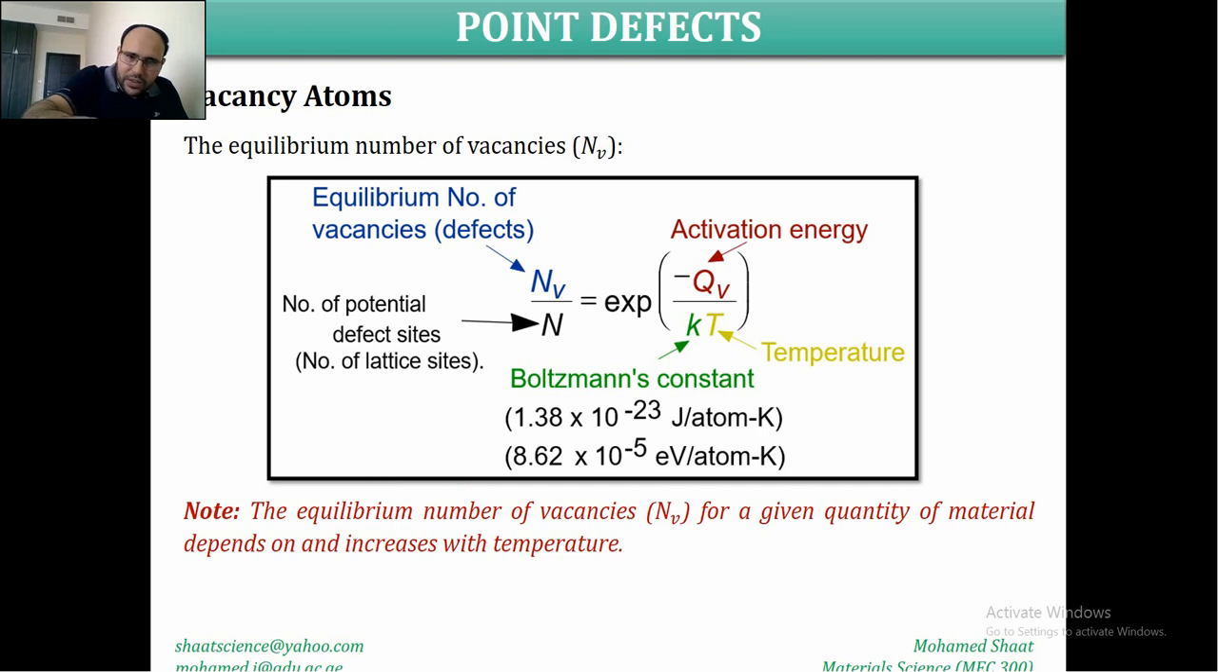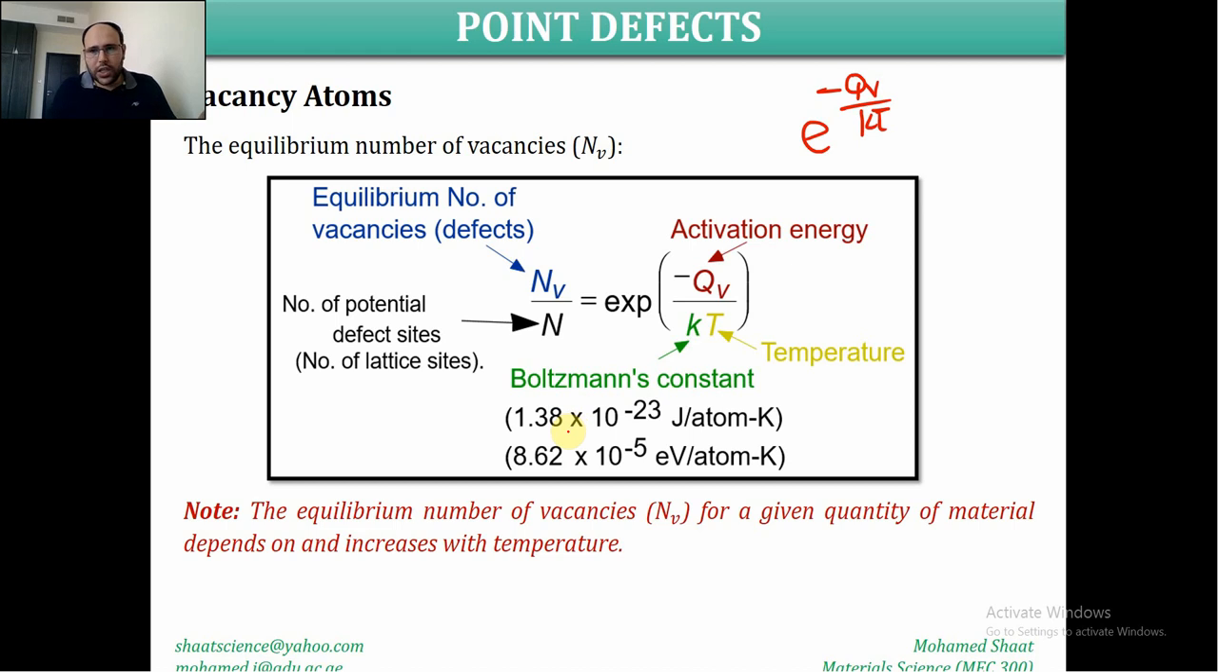And NV is the number of the missing atoms. You should have within this material structure a certain number of atoms, which is uppercase N. But NV is the number of the missing atoms, which are the vacant atoms. Make sense? This equals the exponential, e to the power of negative QV over KT. What is QV? This QV is known as the activation energy.